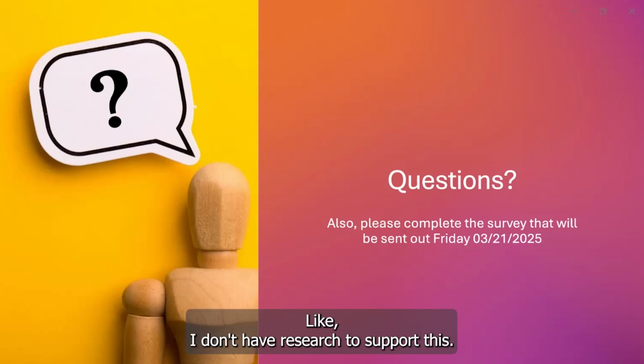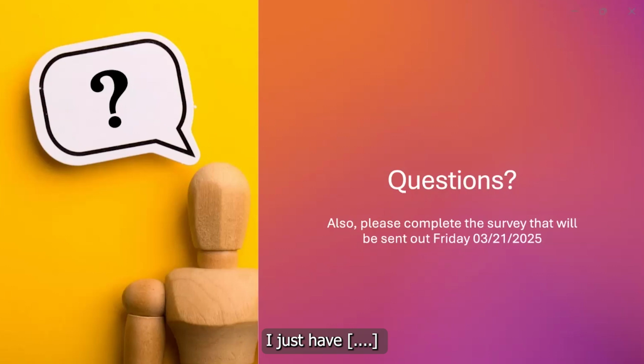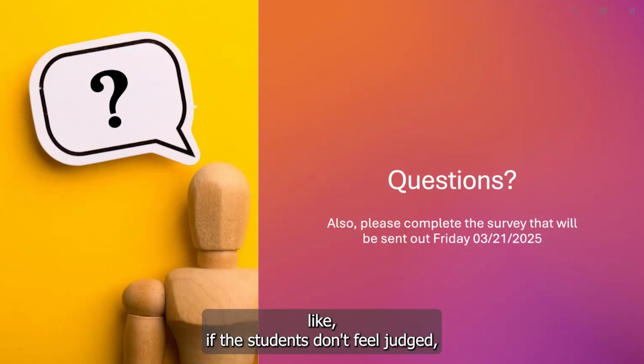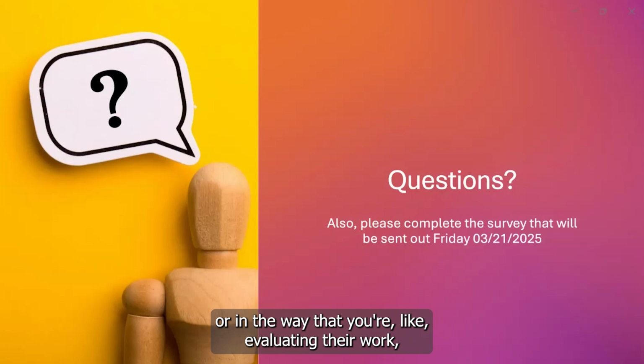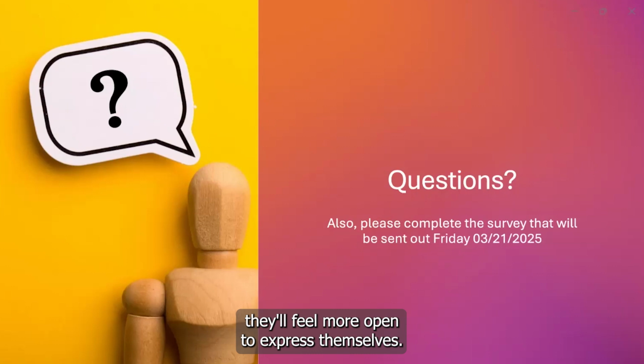I don't have research to support this. I just have my experience. If the students don't feel judged, either during classroom conversations or in the way that you're evaluating their work, they'll feel more open to express themselves. I think also, yeah, creating a safe environment.